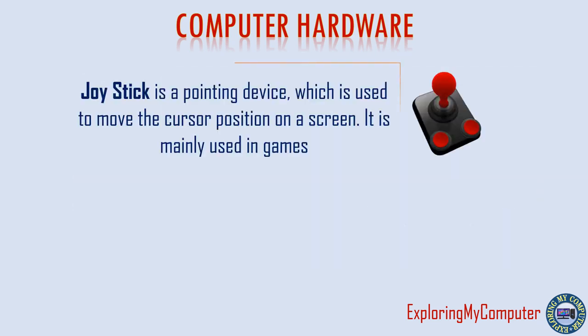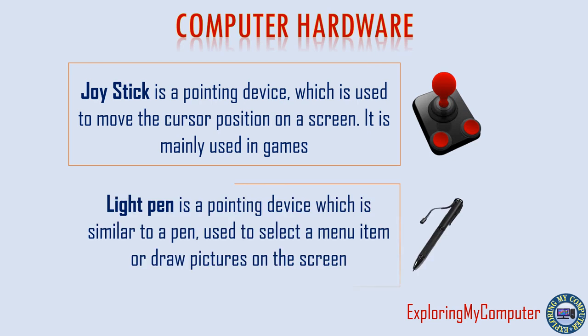Joystick is also a pointing device, which is used to move the cursor position on a screen. It is mainly used in games. Light pen is a pointing device similar to a pen, used to select a menu item or draw pictures on the screen.